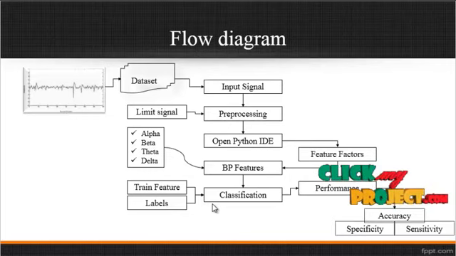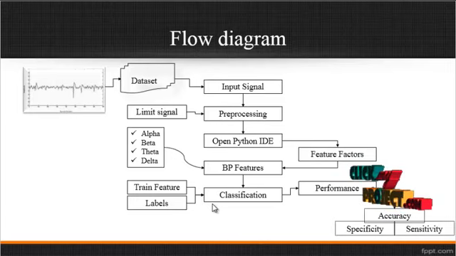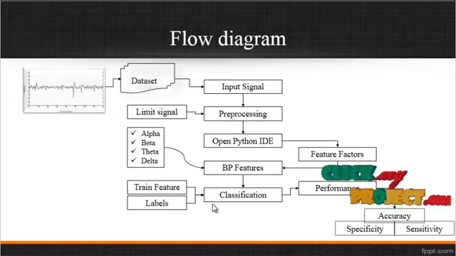After the classification, the performance will be estimated. The performance will be estimated by means of parameters like accuracy, sensitivity and specificity. By using these three parameters, we can justify whether our process is efficient or not.